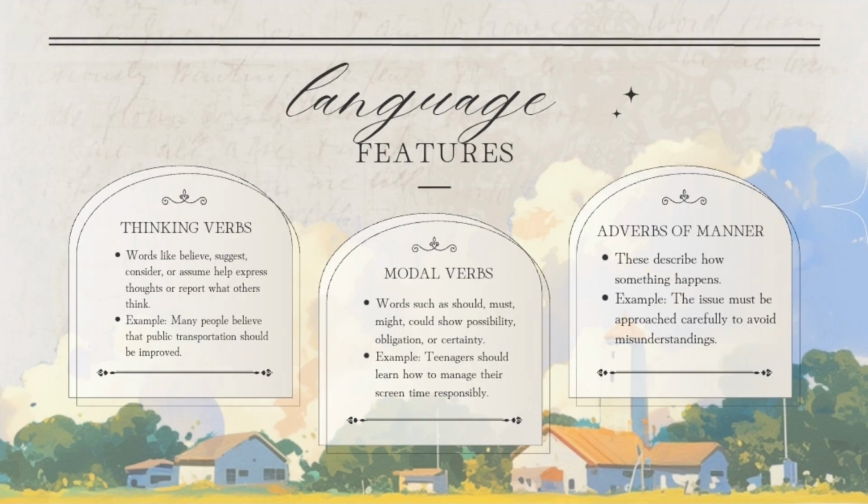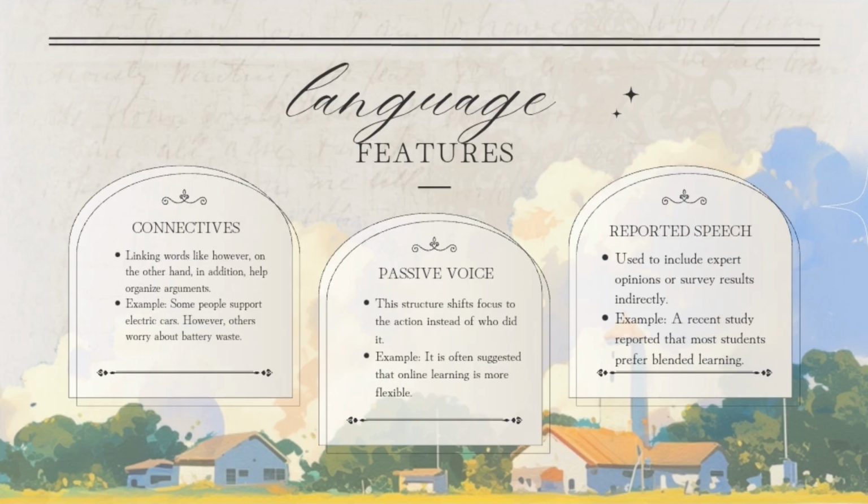The third one is adverbs of manner. These describe how something happens. The example is: the issue must be approached carefully to avoid misunderstandings. The fourth one is connectives. Linking words like however, on the other hand, in addition help organize arguments. The example is: some people support electric cars, however, others worry about the battery waste.